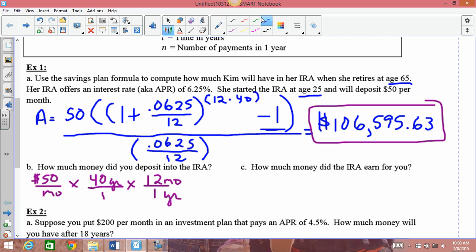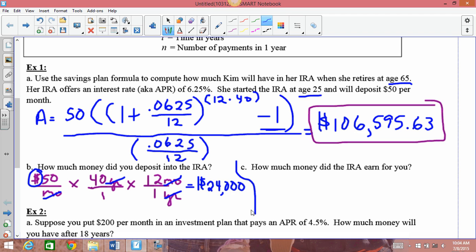But I wrote all those units out because now you can see, oh, my months are canceling out. My years are canceling out. The only unit I'm going to have left is money. And if I multiply straight across, 50 times 40 times 12, you're going to find that she will have contributed $24,000 to this IRA. You don't have to show off that work in your calculator, but I would definitely recommend that you write down what you did, 50 times 40 times 12, so that you can get partial credit in case you happen to mistype something in. Multiply that out, you get 24,000.